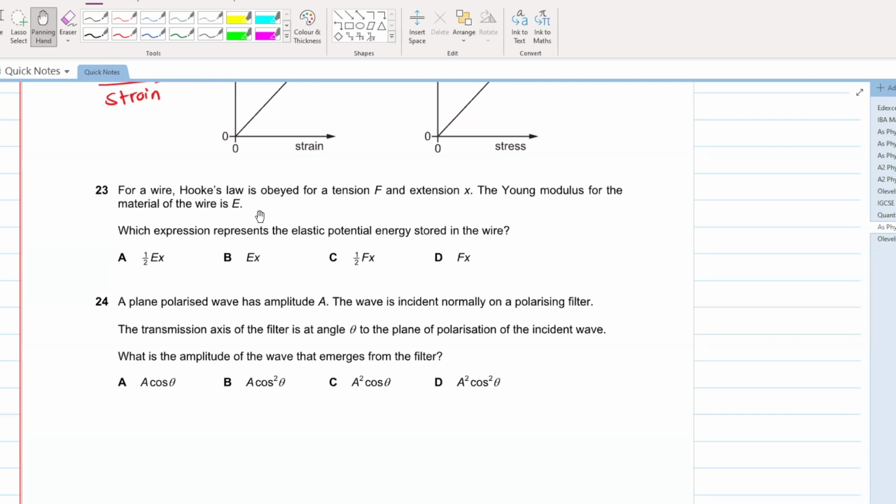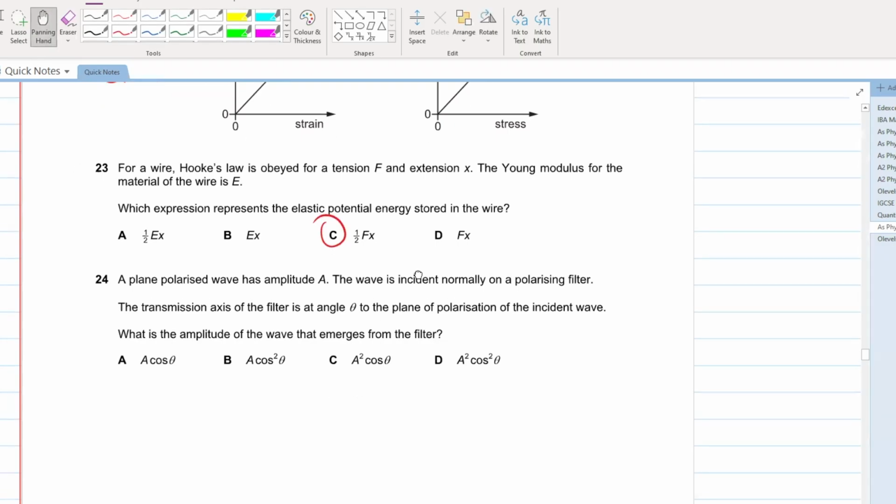What will be the answer here? Anyone? Yeah, C is the correct answer. Let's move ahead. See, हमारा correct answer है elastic potential energy is 1 on 2 Fx. Simple as that, nothing complicated.